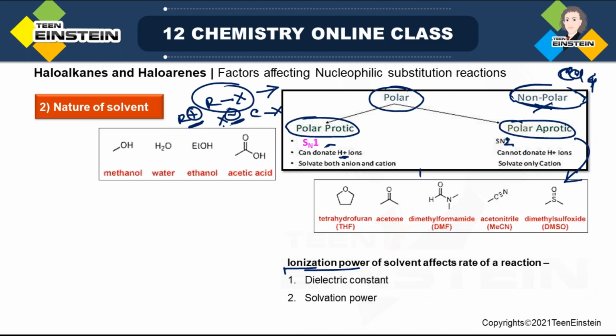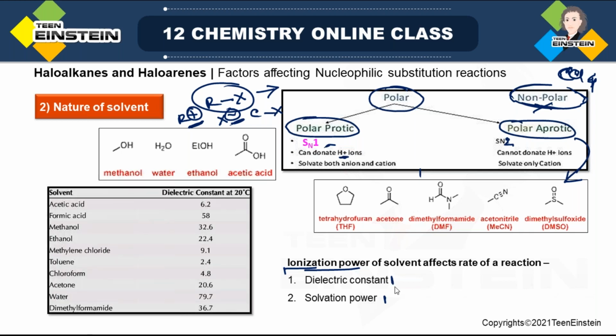Now this ionization power of solvent is dependent on two factors. One is dielectric constant. Higher is the dielectric constant, better will be the ionization power. And the second point is solvation power. Fine. Now here we have this table where you can find the dielectric constant values at 20 degrees centigrade for all these solvents.